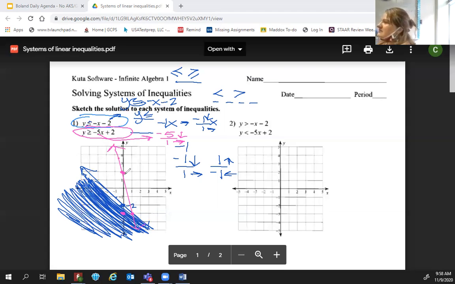Where's the y-intercept for the pink equation? 2. Where are the y's greater? On this side, we're only focused on the y-axis, okay? So you're only focused on this portion and this portion. So if I'm at 2, are my y's greater up here or down here on the other side? At the top. Good. Good job, students.